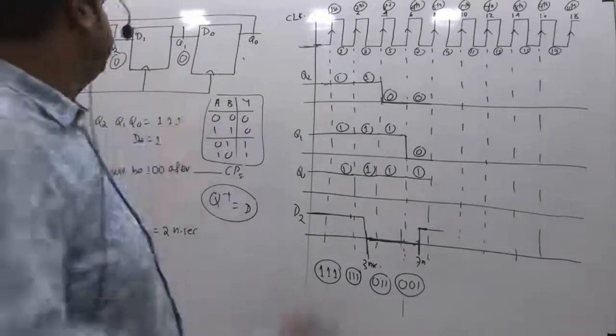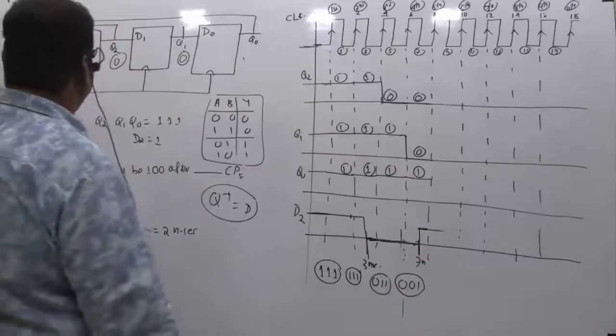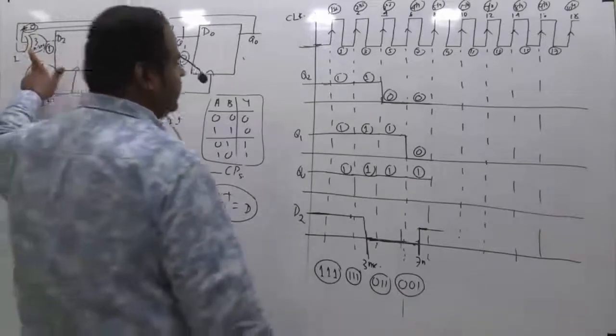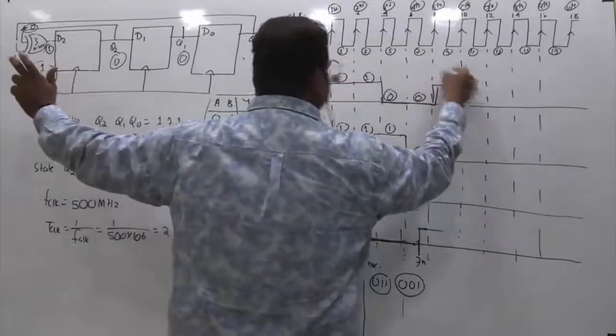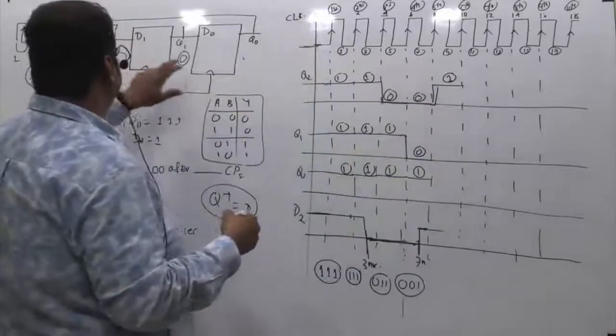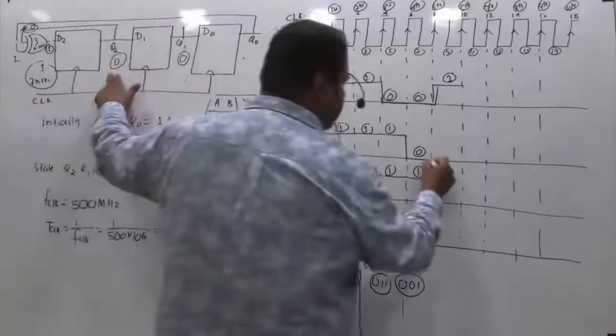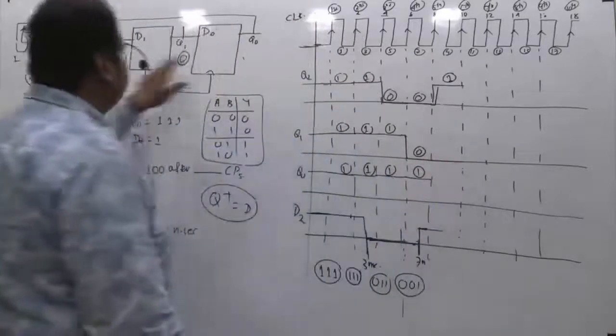Now if I give the fifth clock, what's going to happen? This one will come here, so Q2 will definitely be equal to 1. And what will Q1 be? Q1 will be 0. Q1 will again continue with 0. And what will be Q0?